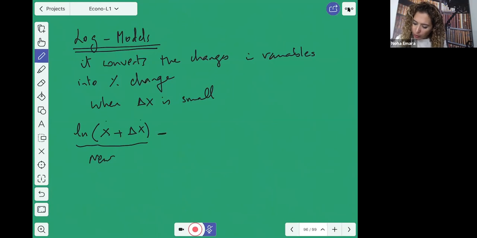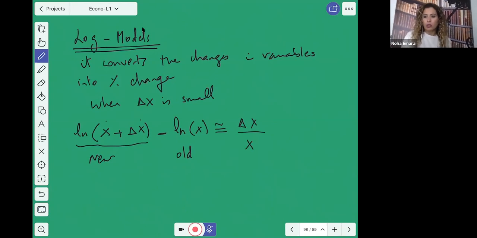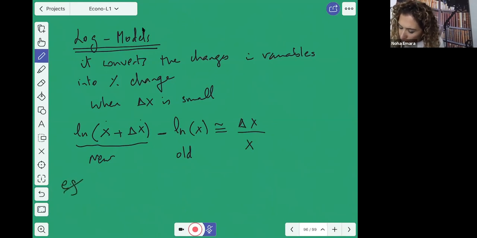If I subtract it from the old value of x, then I will get the approximation to a percentage change. Okay, you can even try this on a calculator. If you plug in some numbers, say the change in x is equal to 5 units, and suppose that the original value was 100.